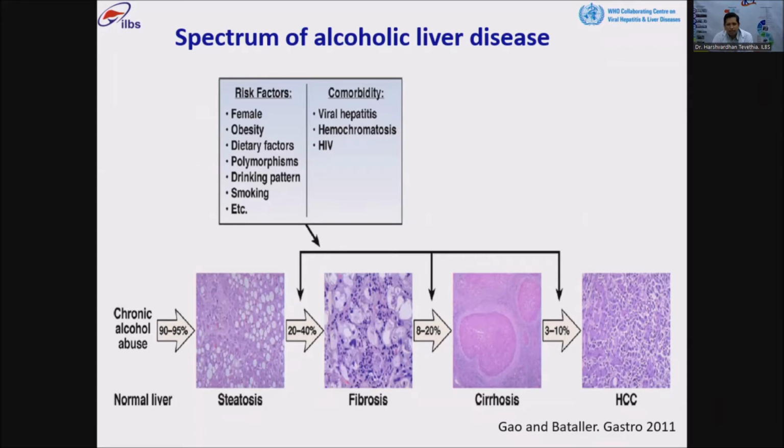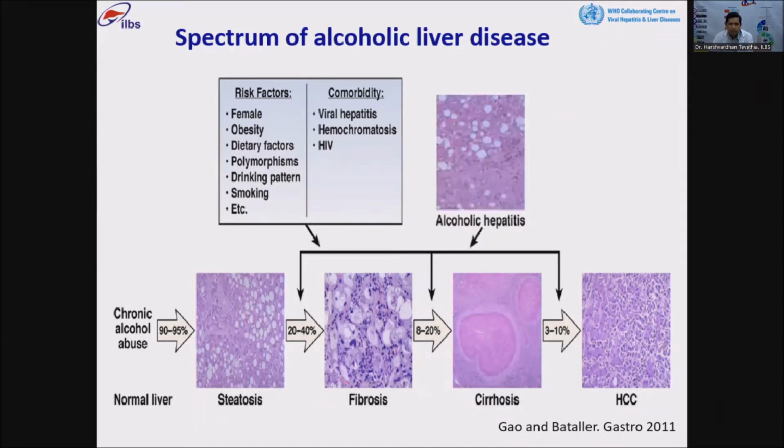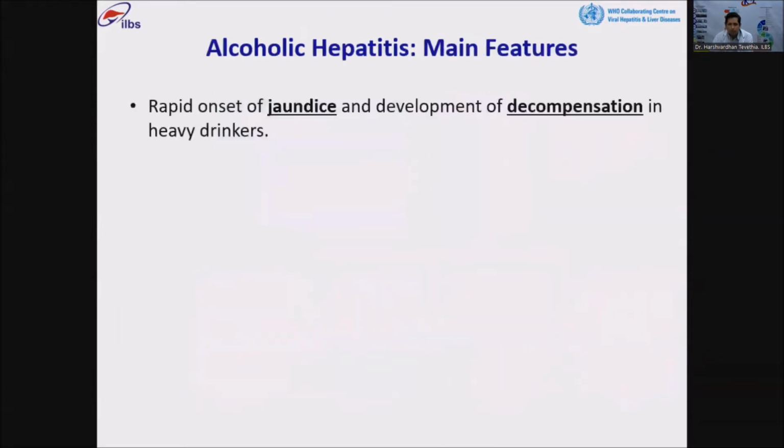And then there are the risk factors, which include females, obesity, dietary patterns, drinking patterns, especially binge drinking, smoking, also comorbid viral hepatitis, hemochromatosis, as well as HIV. What is very important to understand is that alcoholic liver disease has a spectrum, and the patient lies in one of these spectrums, and hence the prognosis also differs in all these spectrums.